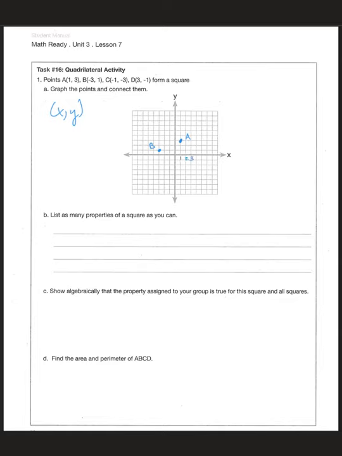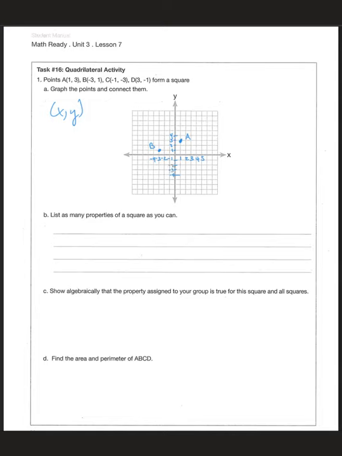This is going to be your positives, negatives, positives. It's 1, 2, 3, 4. And then these are negatives. Negative 1, negative 2, negative 3, negative 4.